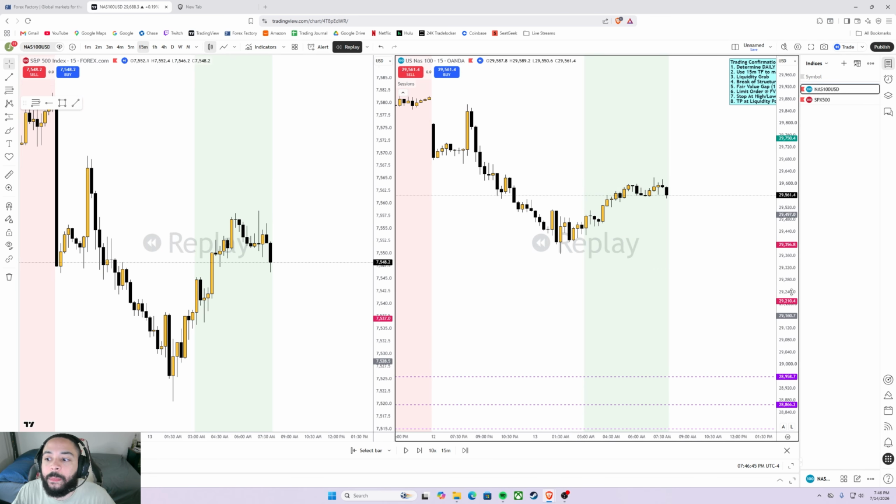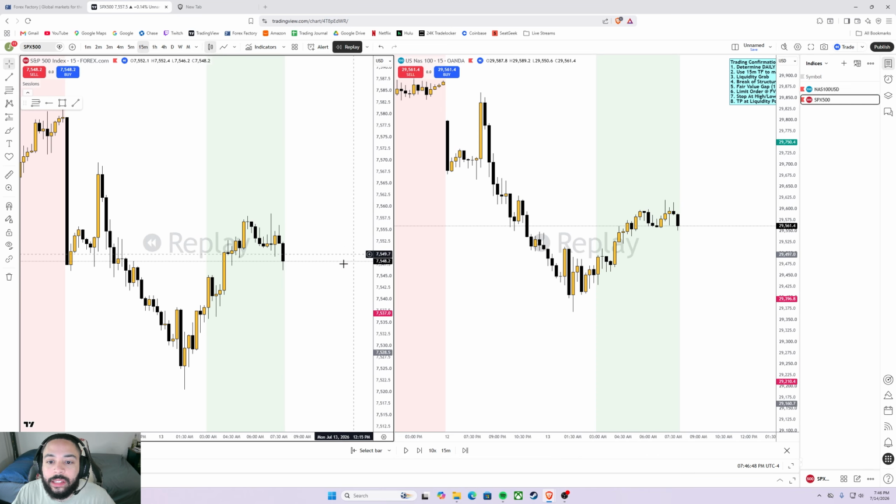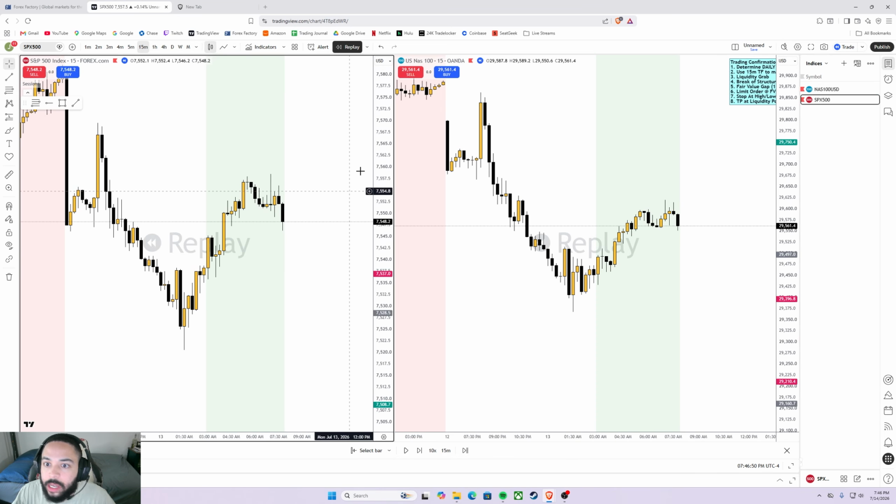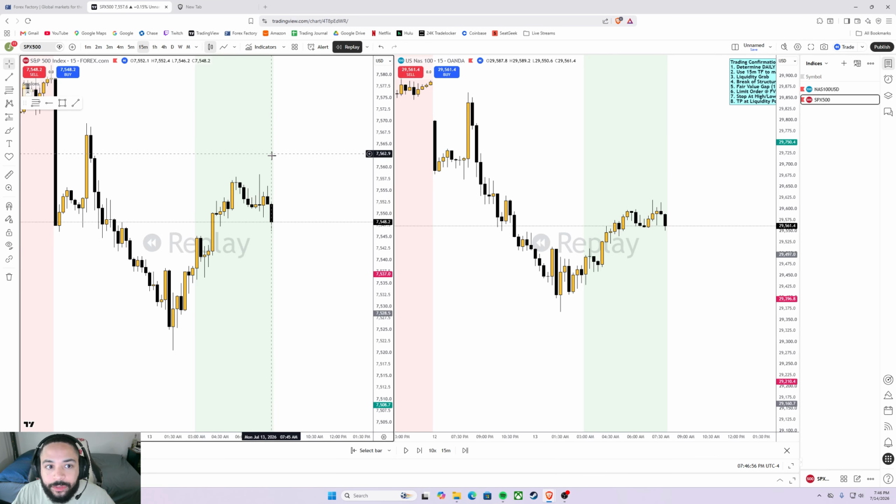Because I have a sell bias, I am only looking to take sells. Only looking to take sells. The buy button, this blue button that you see at the top left, does not exist because I'm not looking to take any buys. I maintain my buys for the entire session.